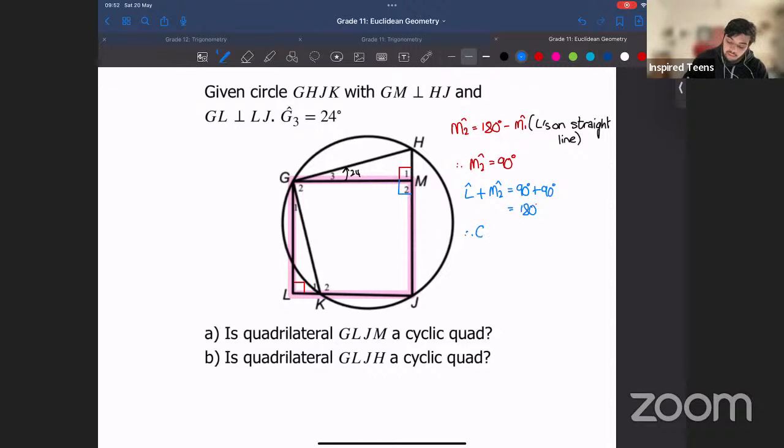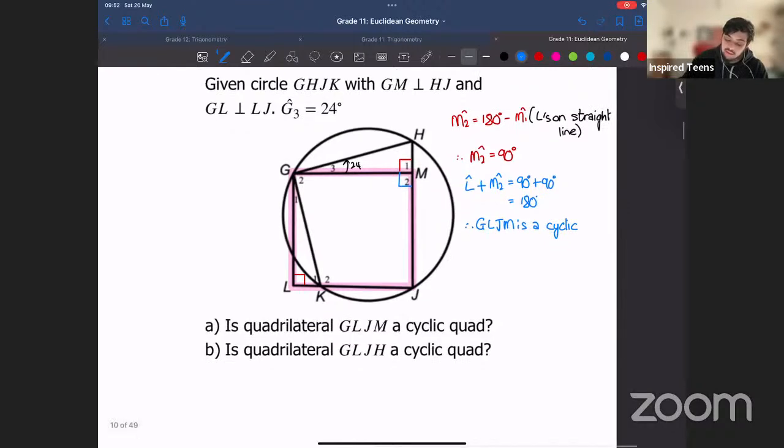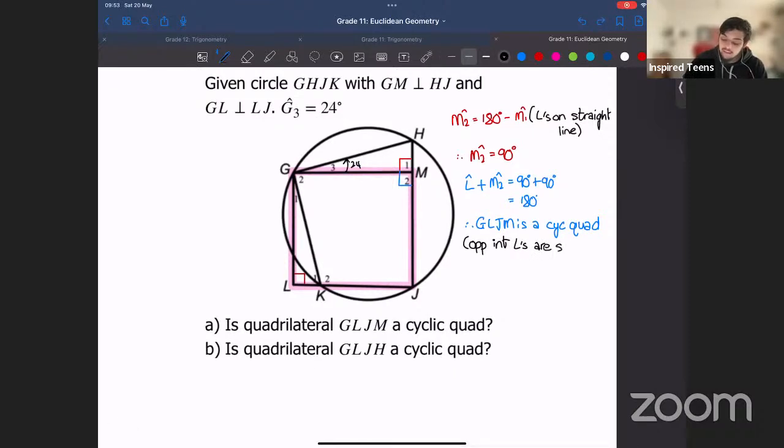Therefore, GLJM is a cyclic quad, and we give a reason. Our reason for this is opposite interior angles are, so in this case we have to say they are supplementary. We don't just say opposite interior angles of cyclic quad. Supplementary, because we're proving that it's a cyclic quad. So what's our reason? Opposite interior angles are supplementary.